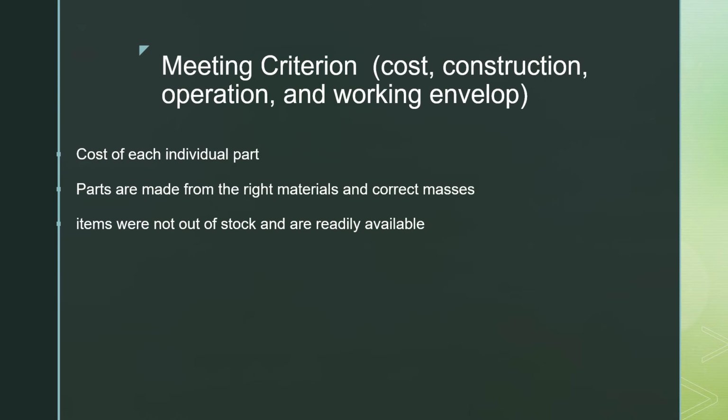So the first thing we decided to work on was the bill of materials, and when designing it we had to take some things into consideration. The first thing was the cost of each individual part to ensure that we stayed within budget. The next thing was that the parts are made from the right materials and of the correct masses used in our calculations. And lastly, to make sure that the items were not out of stock and that they were readily available.